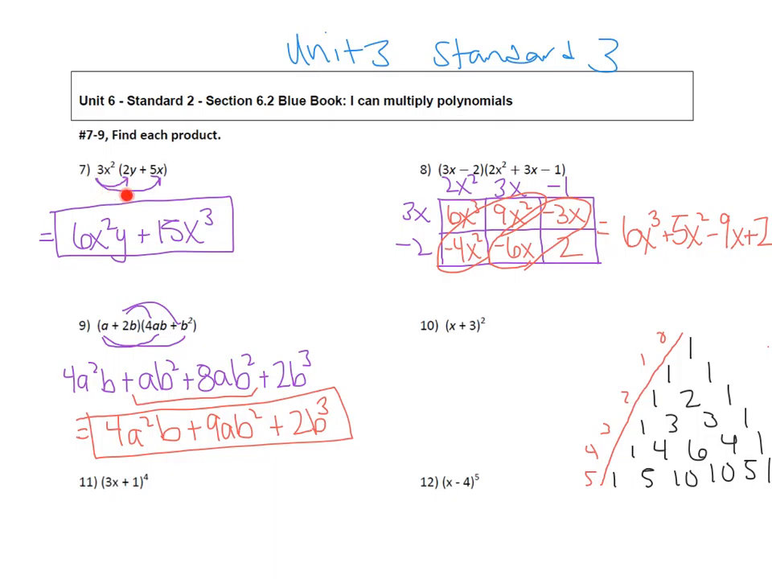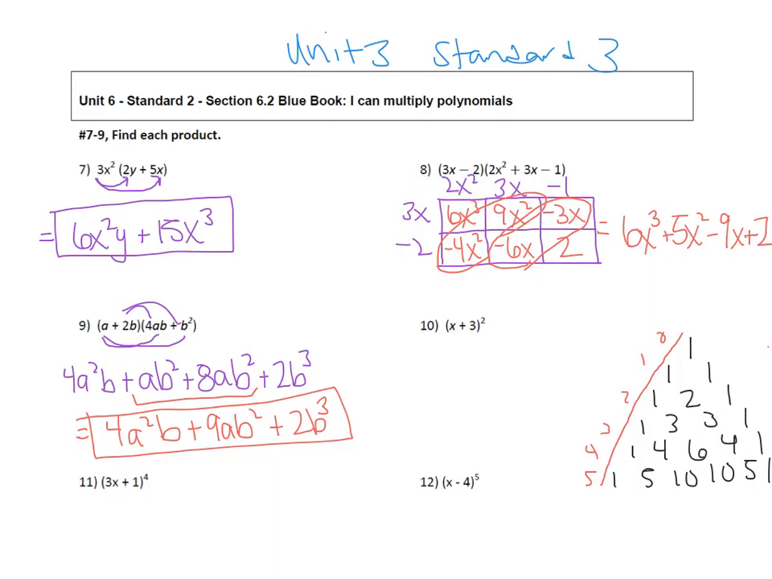I'm going to do the distributive property here, and I multiply my coefficients. So 3 times 2 is 6, x squared y is my solution. 3x squared times 5x will give us a 15x to the third power. You add your exponents when you have the same base.